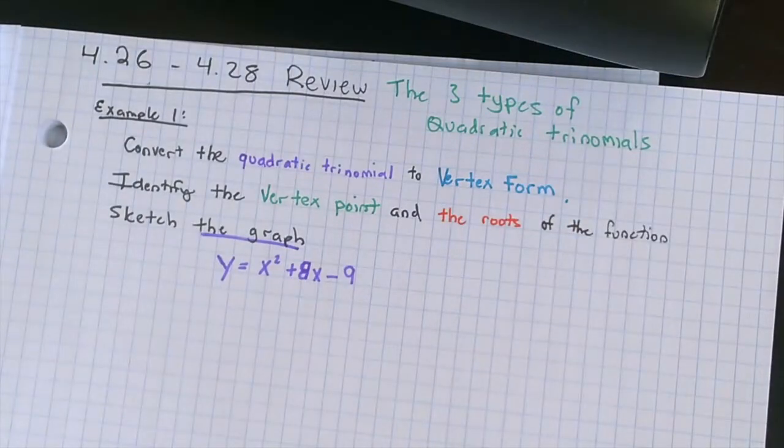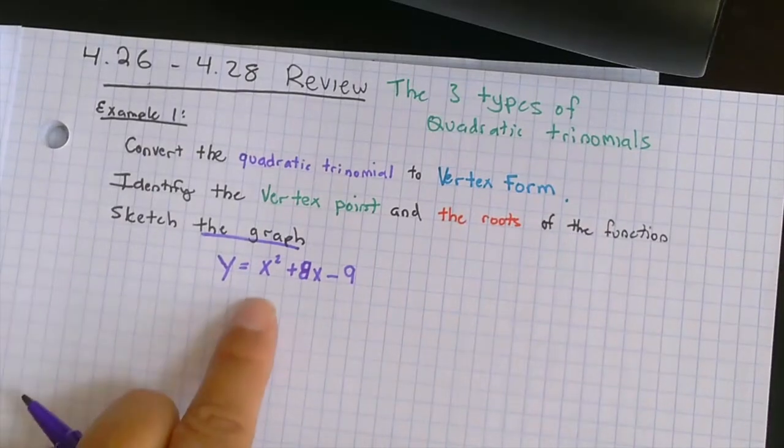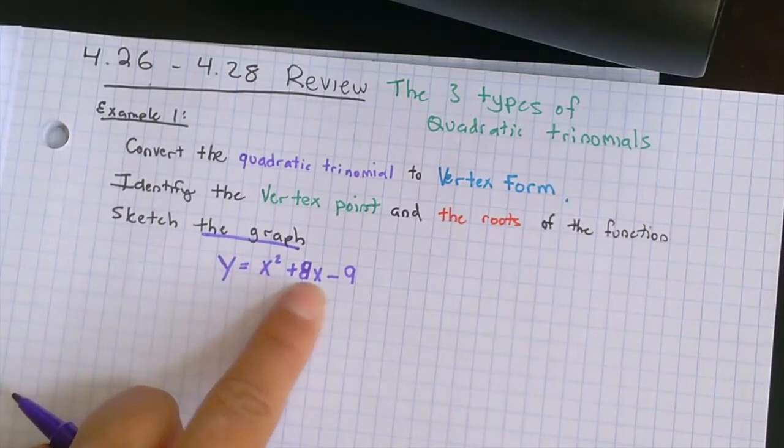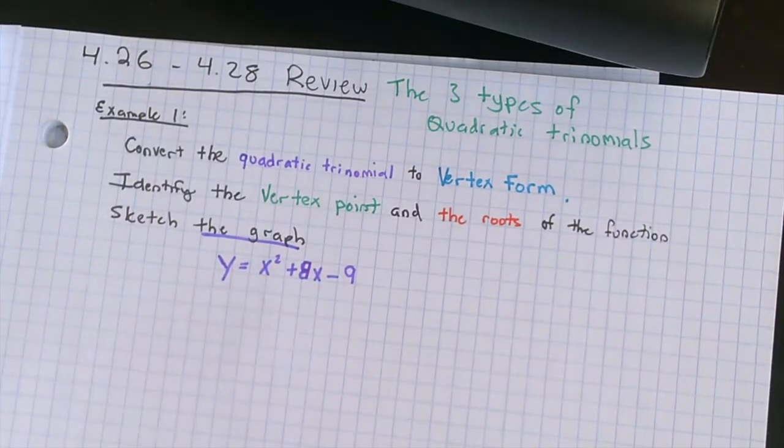Class, we're going to now have a 4.26 to 4.28 review of the three types of quadratic trinomials. Just a quick reminder: a quadratic trinomial is when the highest power is 2, in which there are 3 terms, trinomial. So let's get into example 1.